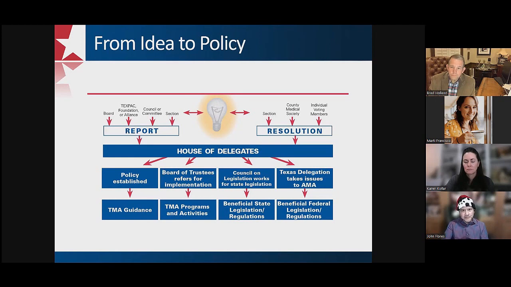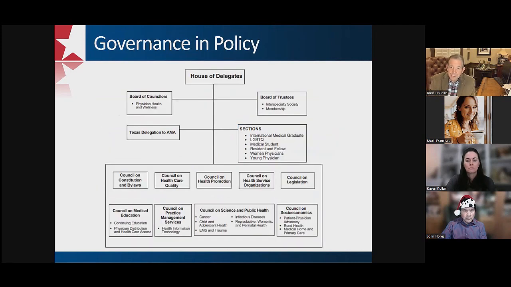That's right. Well, so at the center of that then is the House of Delegates. If we go to the next slide, this is how TMA itself is organized in terms of governance. And the House of Delegates is the highest body within TMA for both policymaking as well as governance and passing issues related to bylaws, related to the Constitution, and then all others underneath that.